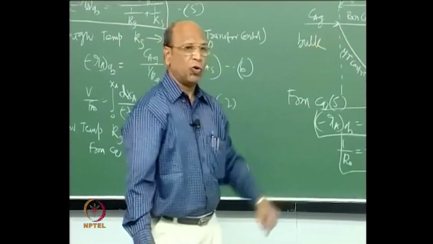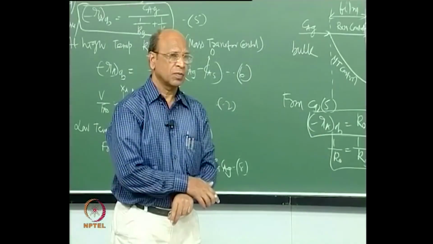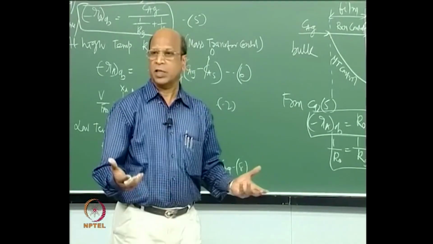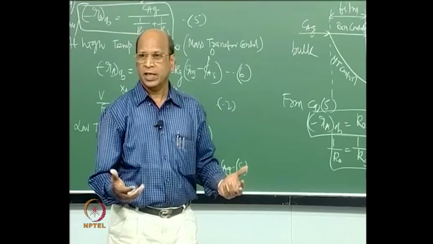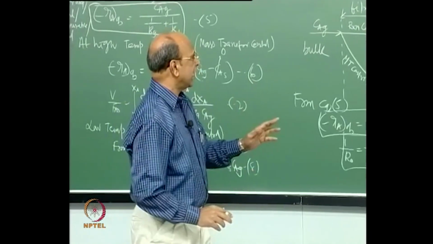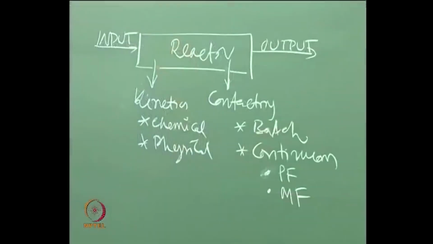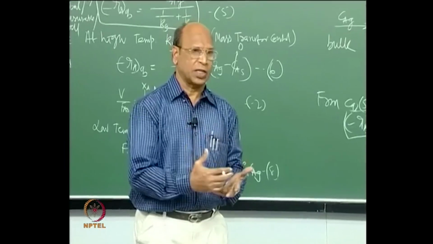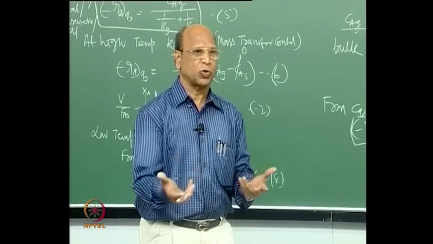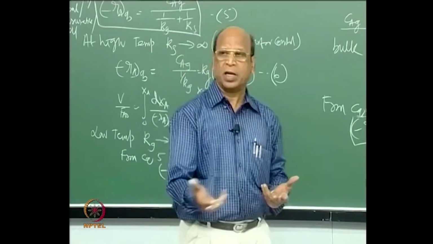Why? Because the input I know. How do you get the input? The market survey, MBA guys. They happily give it to us, so we will take it. Then kinetics, which we now have to determine. Contacting, you have to choose, in the sense that you have to choose whether you have a batch reactor or a continuous reactor. And we already have thumb rules for choosing a batch system or a continuous system.